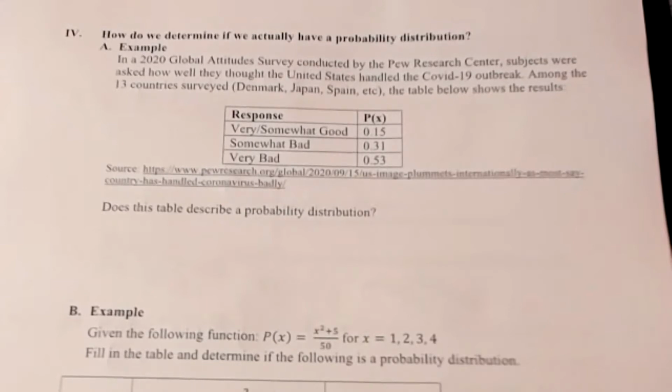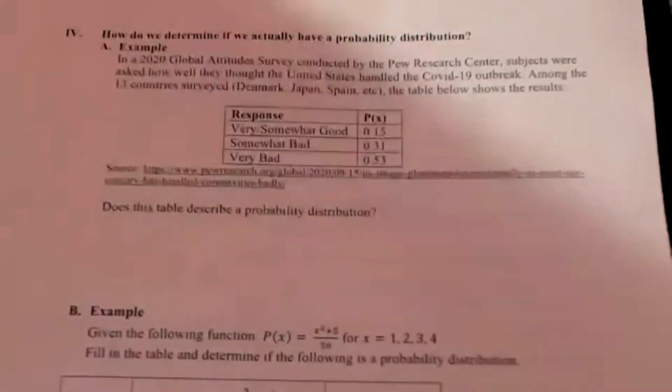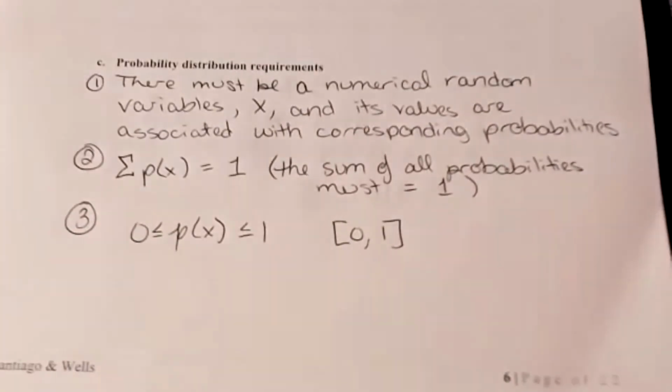Perfect. Now take a look at this distribution table, this probability distribution. Is this an actual legitimate probability distribution? Let's talk about the requirements. So look back to page 6, part C. It's the very first page of chapter 5, probability distributions. You'll notice that we have to have a numerical random variable. The sum of the probabilities must equal 1, and each of the probabilities must sit between 0 and 1.